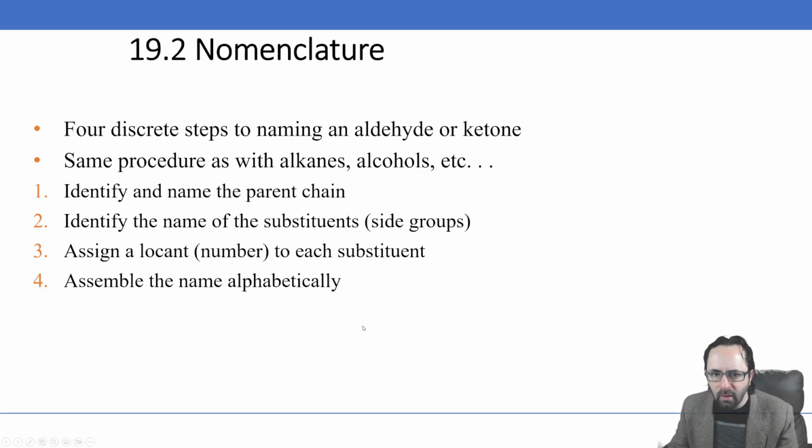When we name these, we want to keep in mind the naming priority. Now for aldehydes and ketones, these will be our highest priority group, higher than alcohols, but it's going to be the same general procedure. We're going to identify the parent chain, the names of the substituents, assign a locant, and assemble the name with the substituents written in alphabetical order.